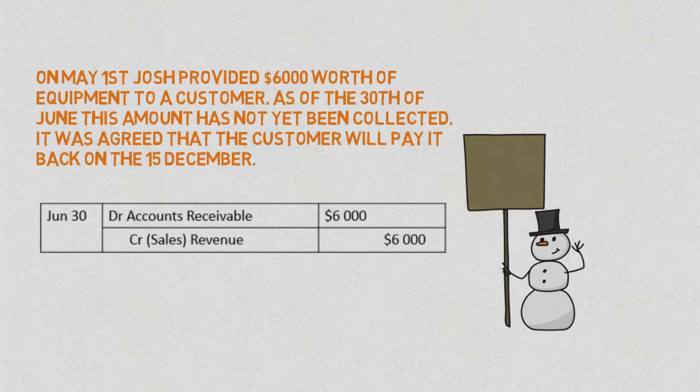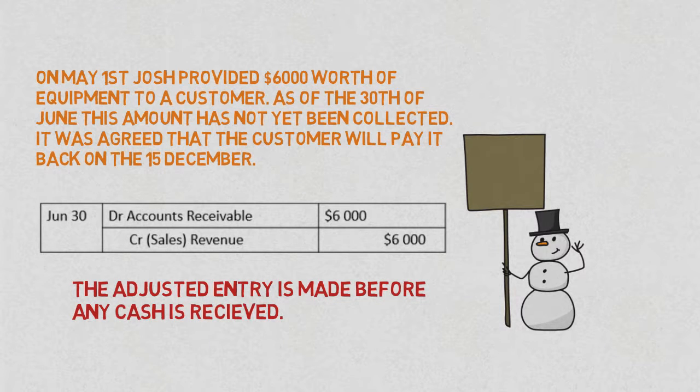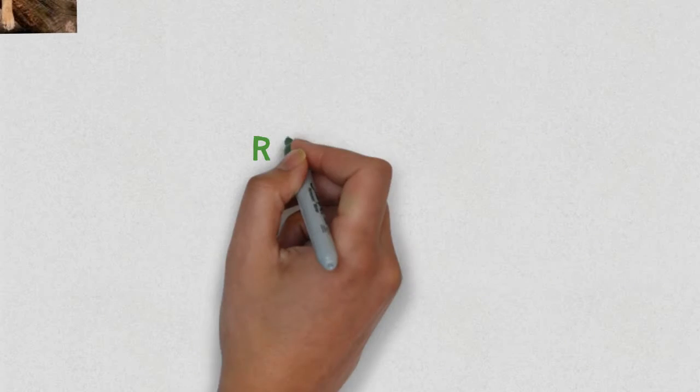We debit accounts receivable as an asset of $6,000 as we will receive that later on, and we credit sales revenue of $6,000 as we have earned the revenue. The adjusted entry is made before any cash is received.